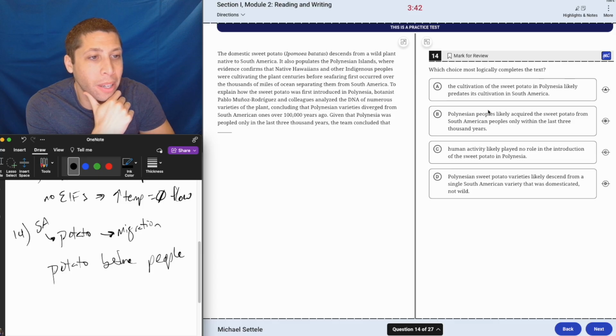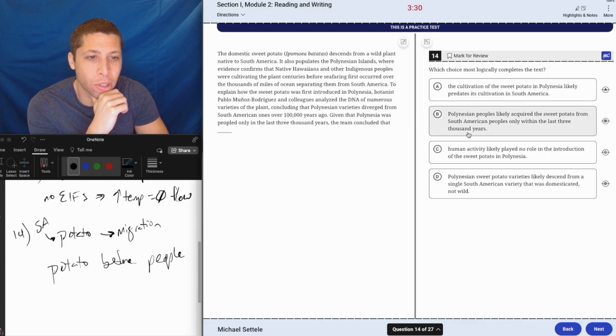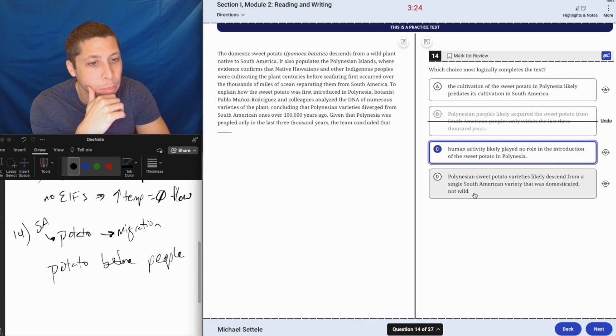The cultivation of sweet potato in Polynesia likely predates its cultivation in South America. No. Polynesian people likely acquired the sweet potato from South American peoples only within the last 3,000 years. No, because they're using the Polynesian variety. Human activity likely played no role. Yes. Polynesian sweet potato variety is likely descended from a single. No, that's too specific. Yeah, okay.